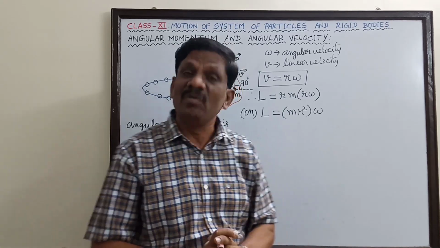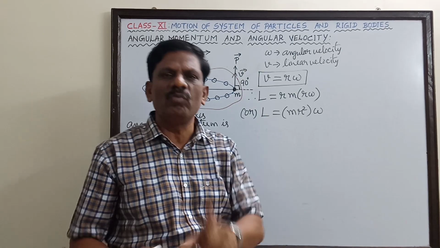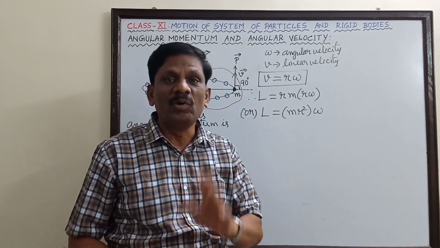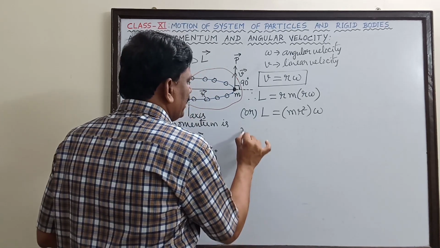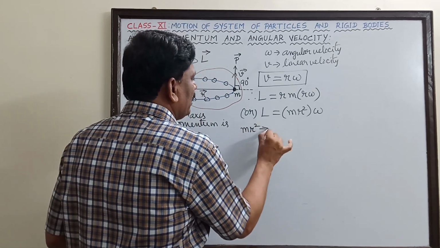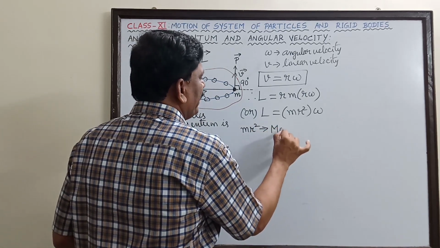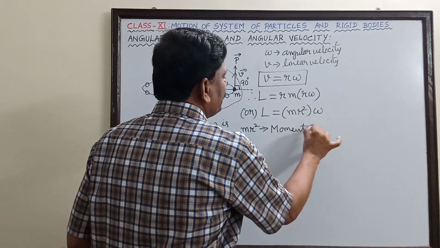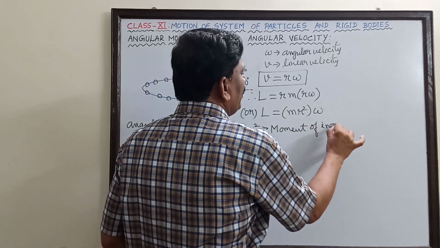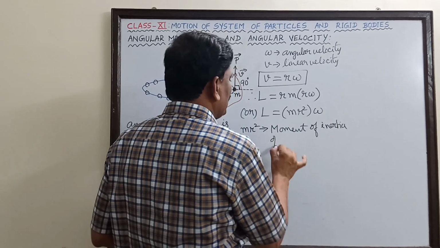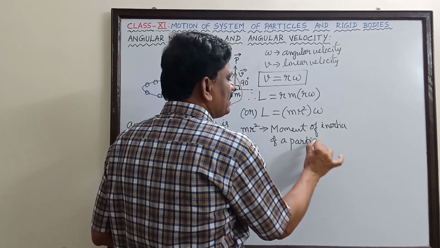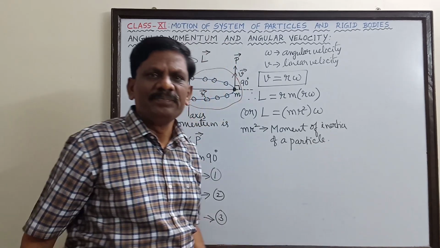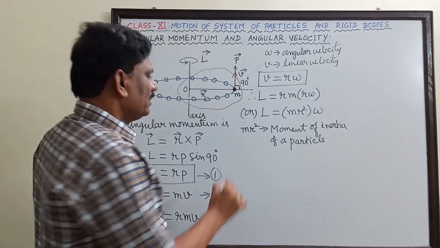That is called as what? Moment of inertia of one particle, is it not, about the axis? So this m r square is called as what? Moment of inertia of a single particle. Moment of inertia of a particle or point mass about the axis of rotation.